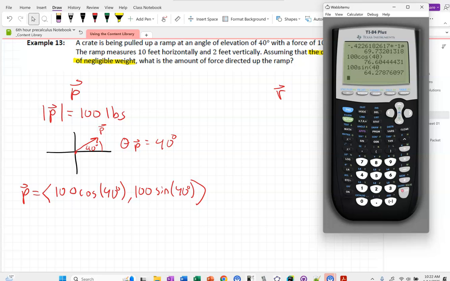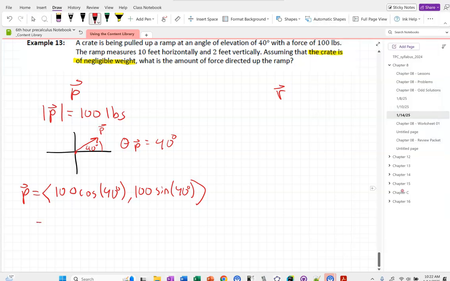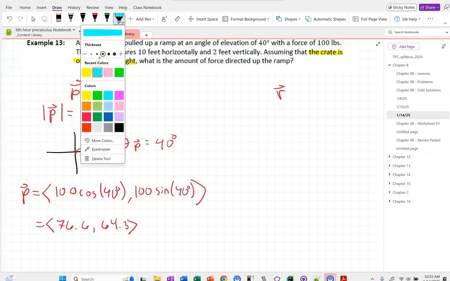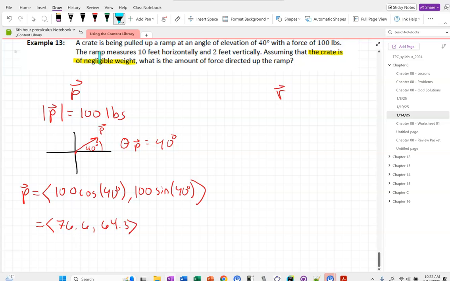So 76.6 and 64.3. Okay. Our ramp vector, well, here it says the ramp goes 10 feet horizontally and 2 feet vertically. That's dimensions for the ramp, right?